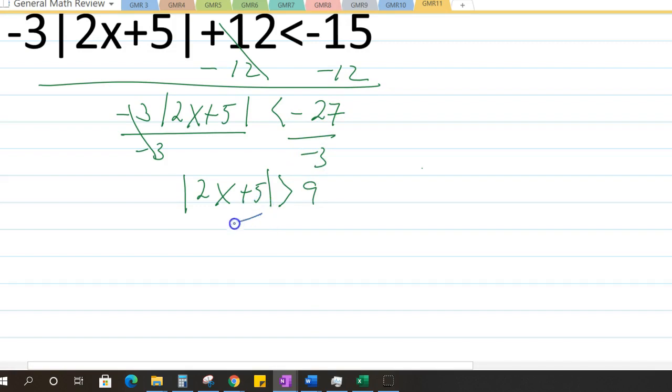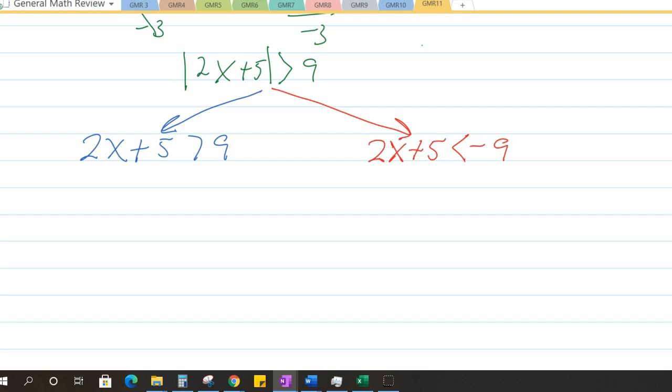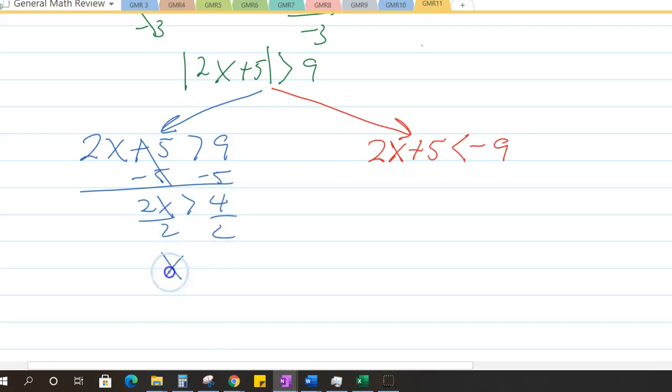Our next step is to break it into two separate equations. Remember, when we use the negative side, we have to flip our inequality. Then we just solve like normal. The opposite of adding 5 is subtracting 5 from both sides. 2x is greater than 4. Divide both sides by 2. x is greater than 2.